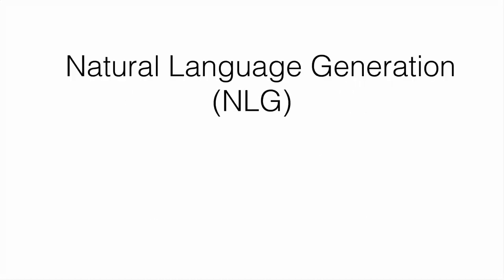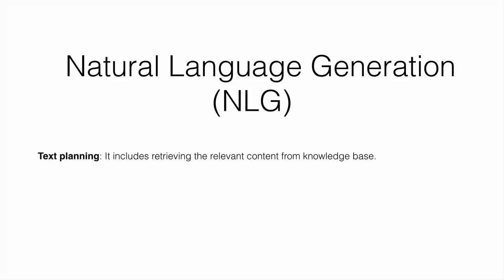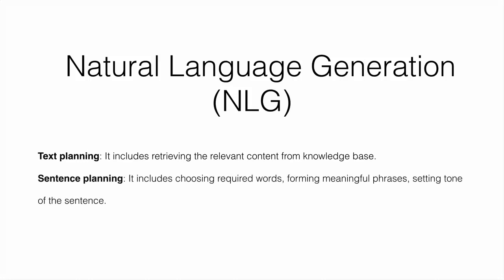Now we get into natural language generation, NLG, and this really is the second component of natural language processing. So here we have text planning. It includes retrieving the relevant content from a knowledge base, a knowledge database, for example. Sentence planning includes choosing required words, forming meaningful phrases, setting tone of the sentence. And textualization is mapping the sentence plan into sentence structure.